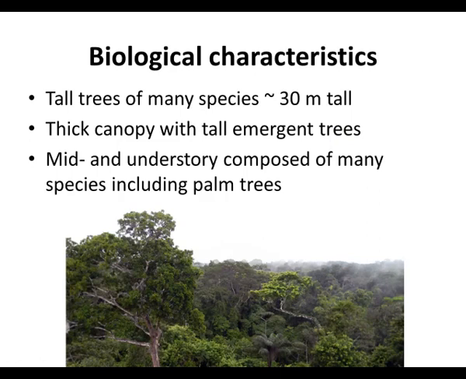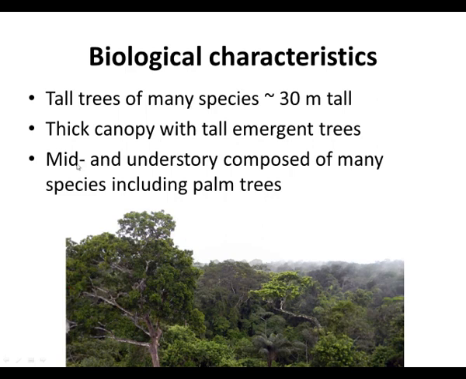Okay, so let's focus a little bit more on biological characteristics. In a rainforest, you see big, tall trees. It's really easy to find a bunch of trees more than 30 meters tall. And typically these trees combine their crowns together to create a thick canopy. And also you'll see these emergent trees here and there. So in this picture you can see a continuous canopy, but at the same time you'll see some trees emerging from the canopy, and these emergent trees are the tallest.